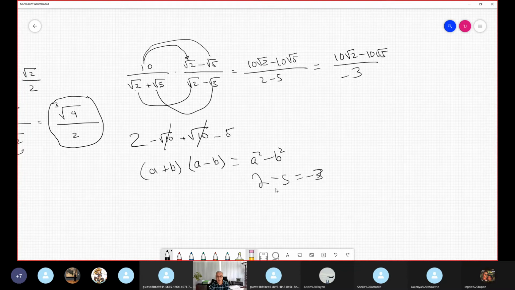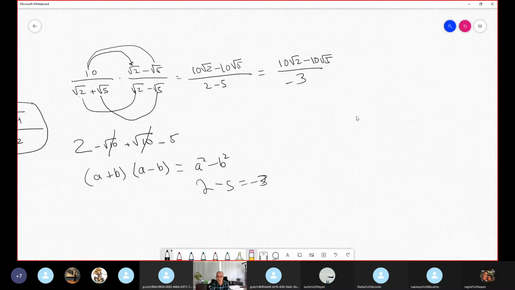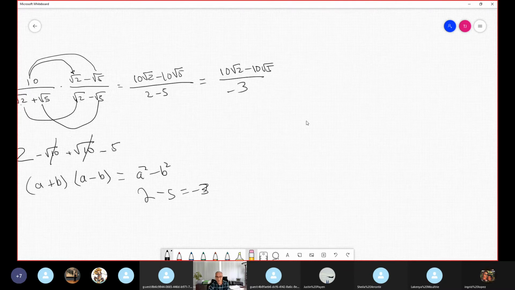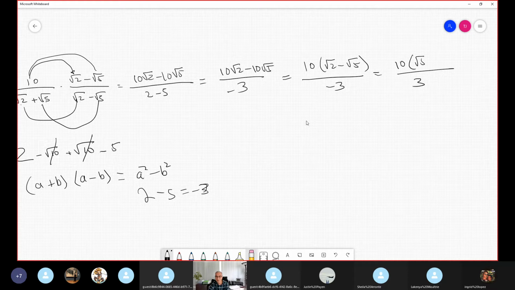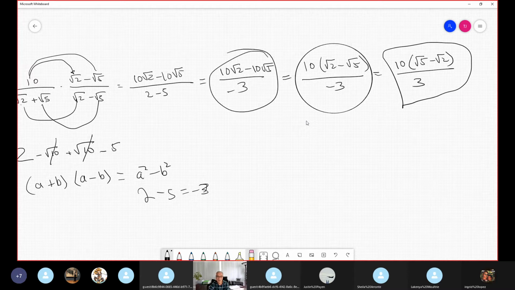Some people say, well, okay, professor, I can factor out 10. You can, of course, but it's not necessary. Okay, 10 times radical 2 minus radical 5, divided by negative 3. End of the story. Another student says, I don't like this negative. Okay, me too. You change to 10 over 3 positive times radical 5 minus radical 2. It's another possibility. In my opinion, this is more elegant. But it's okay. This is okay. And this is super okay.